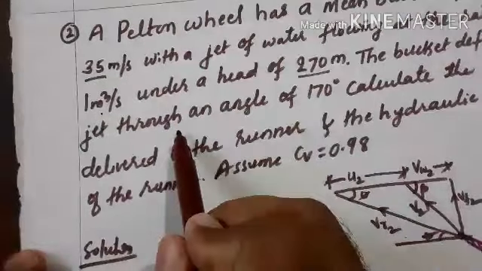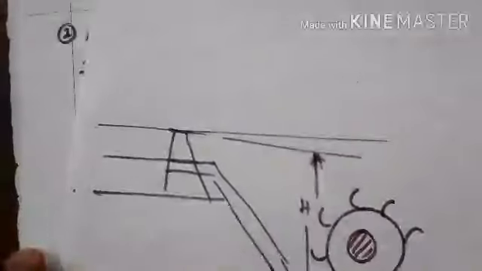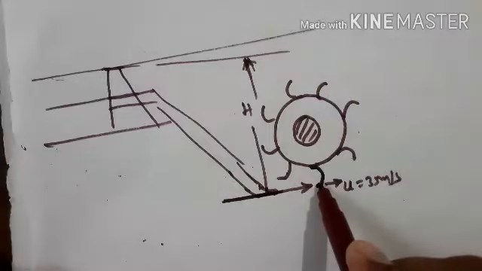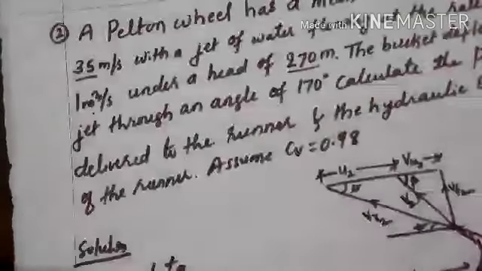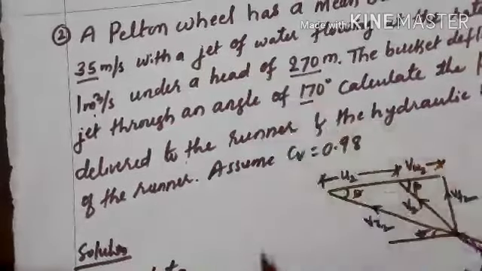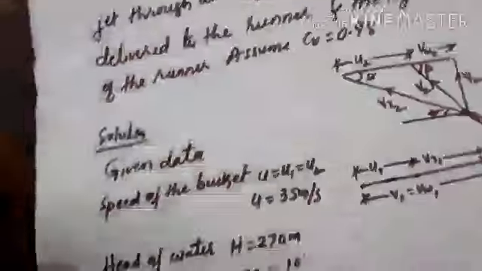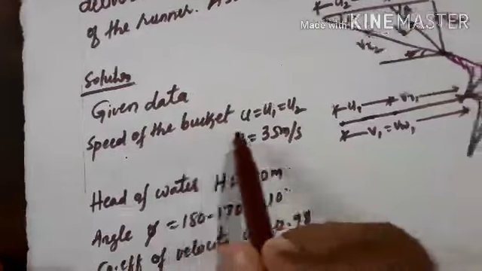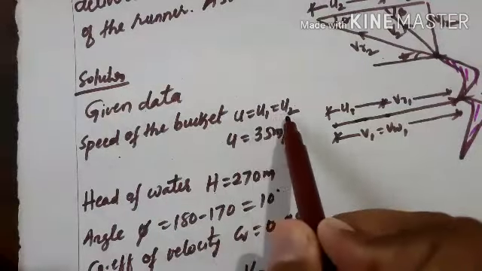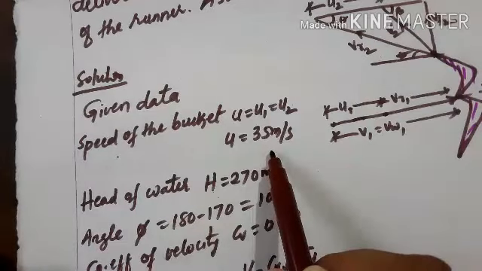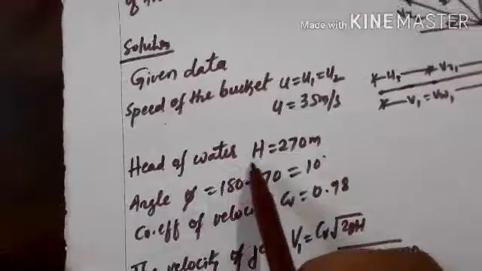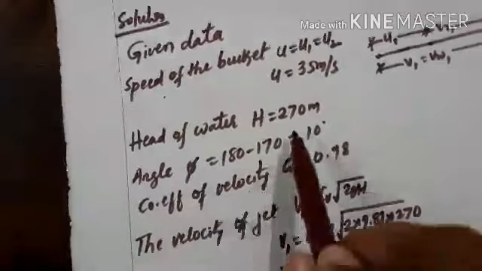Then after striking the blade, the water is deflecting at an angle of 170 degree. Calculate the power delivered to the runner. Okay, so here first write the given: the speed of the bucket is given, that is u equal to u1 equal to u2, that is 35 meter per second. Then the head of water available is 270 meter, that is the net head.